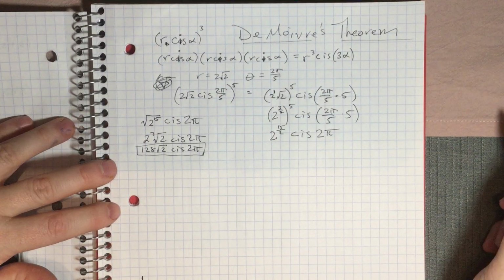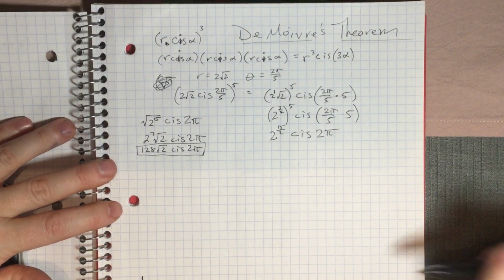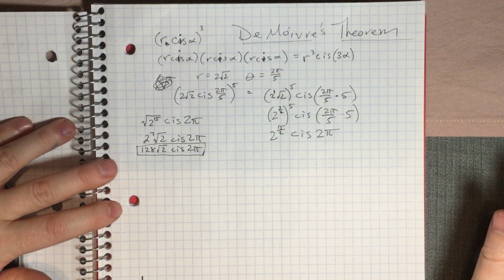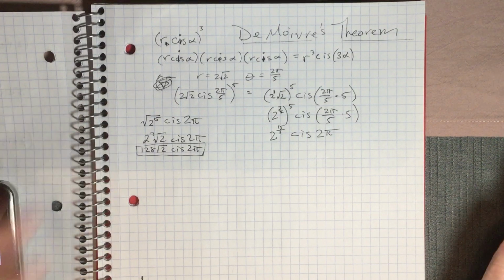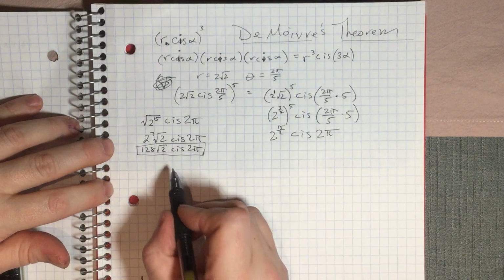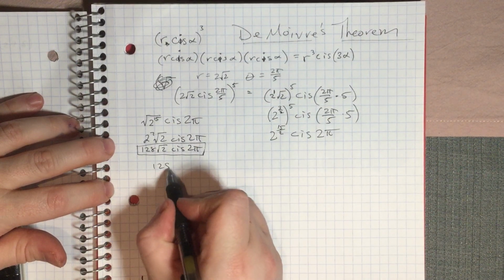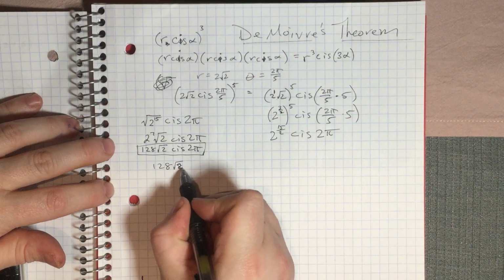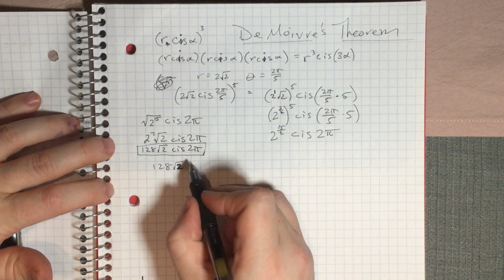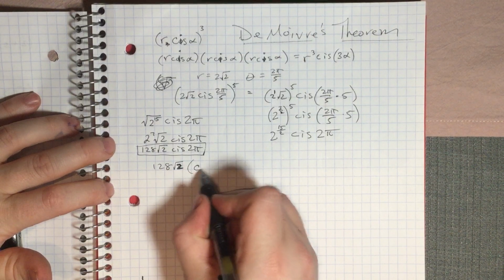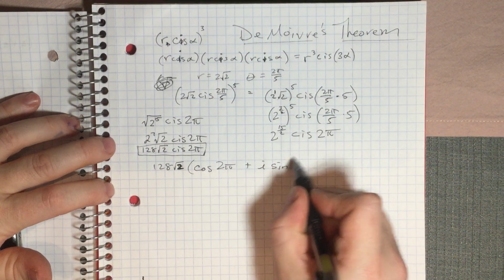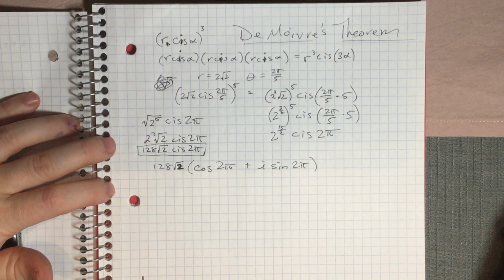Now suppose they wanted us to change that back into standard a plus bi form. We didn't really do this before, and I need to show you how to do that. So 128 root 2 cis 2 pi. All we have to do is remember what the cis means. The cis means cosine of the angle plus i times the sine of the angle, right?